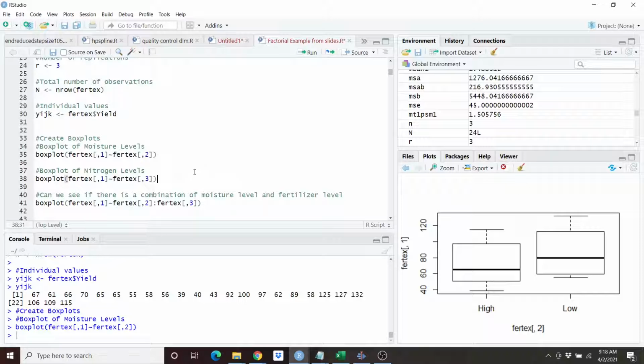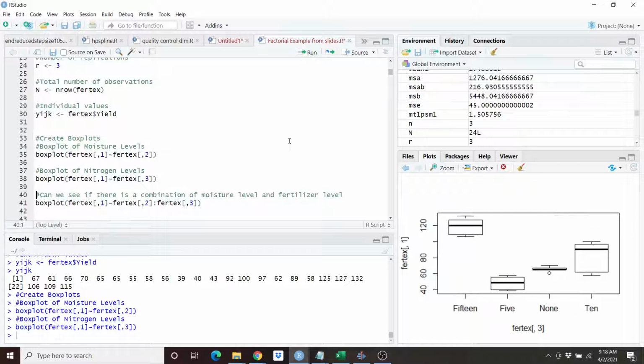So now let's take a look at our nitrogen levels and see how yield is impacted by nitrogen levels. And notice, 15% appears to have the highest yield, while 5% appears to have the lowest yield.